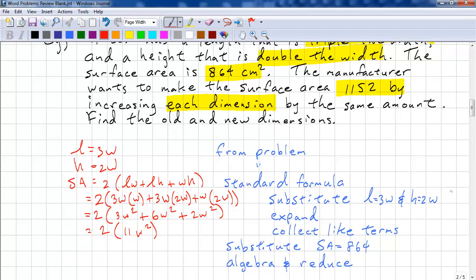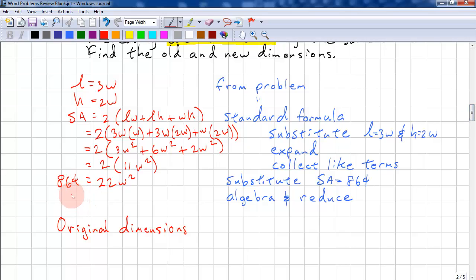Now we do further substitution. We substitute this value because we know that this is the surface area. 864 equals 22W squared. And now we solve for W. We move the 22 into the denominator and we take the square root. Remember, we only need the positive square root. 864 divided by 22. We can simplify this a little bit: 432 over 11.